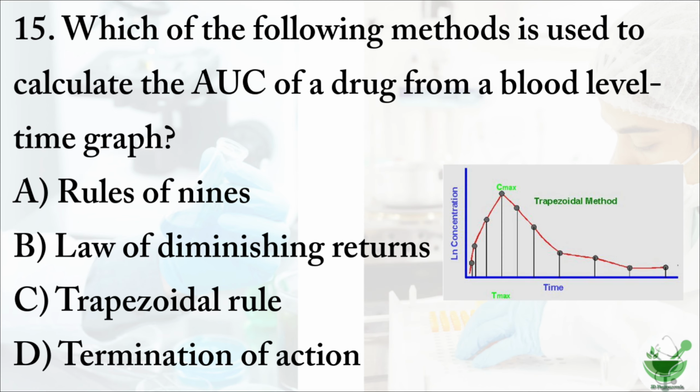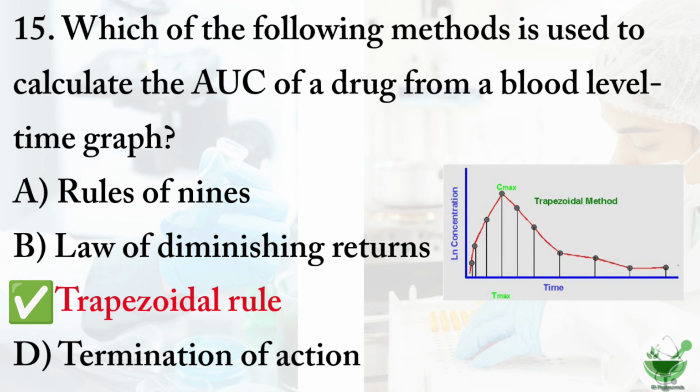Then question number 15. Which of the following methods is used to calculate the area under the curve of a drug from a blood level time graph? Option A, rule of nines. Option B, law of diminishing returns. Option C, trapezoidal rule. Option D, termination of action. The correct option is option C, trapezoidal rule. The area under the concentration time curve was calculated using the linear log trapezoidal rule.